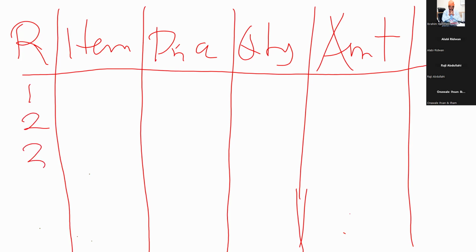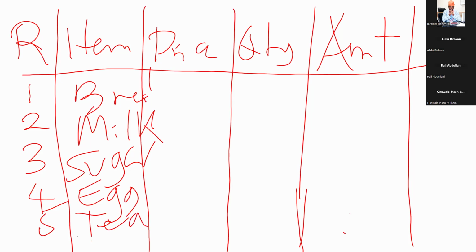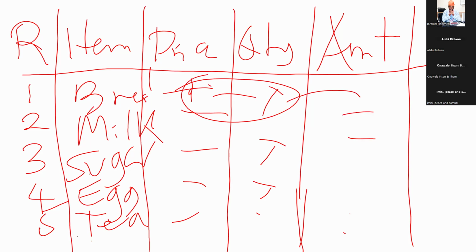1, 2, 3. Bread, milk. What else? If you have bread, you have milk. Then you need sugar. You can have other things. 4, you need egg. 5, you need tea. You can get the prices. You can indicate the quantities. You can multiply a price with quantity to give you the amount.